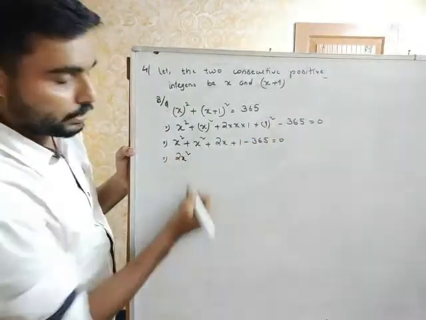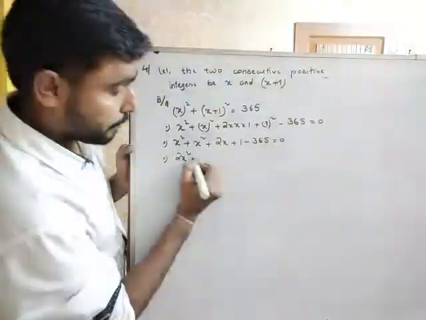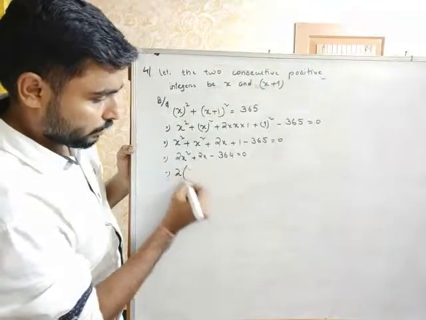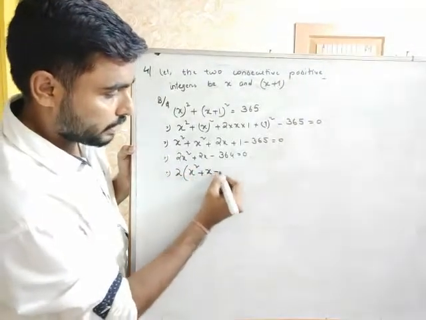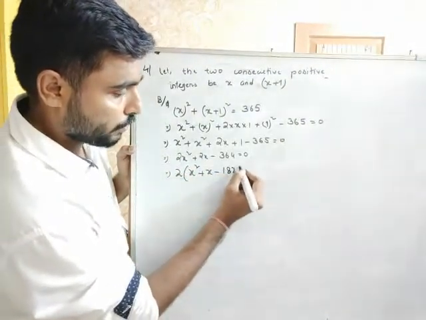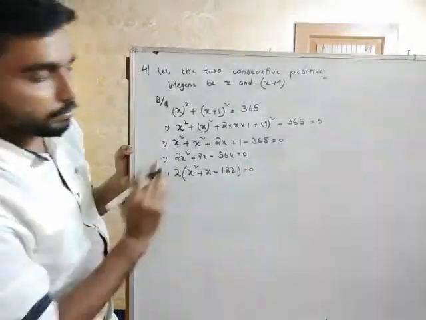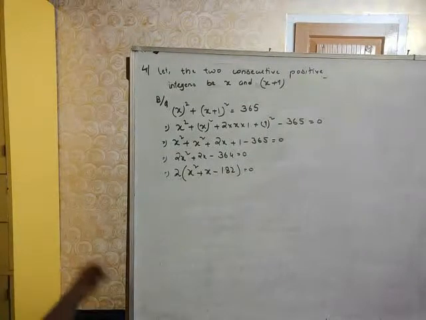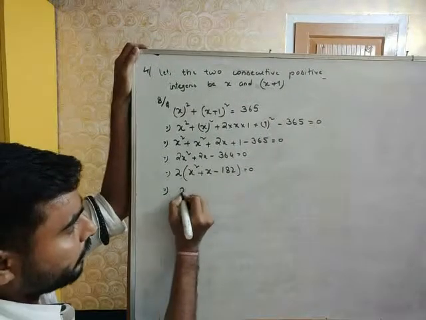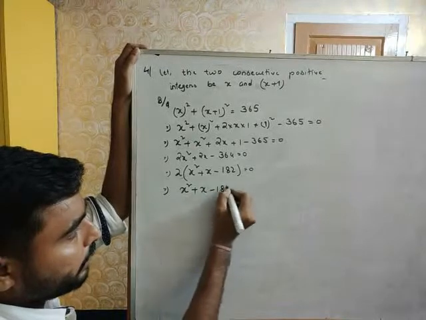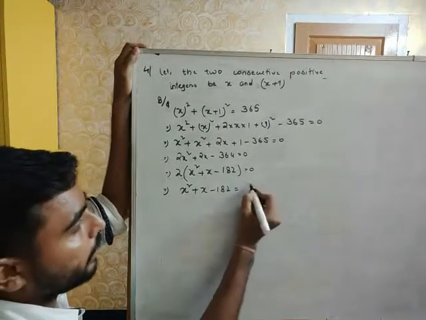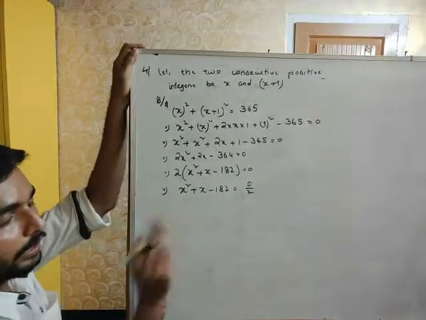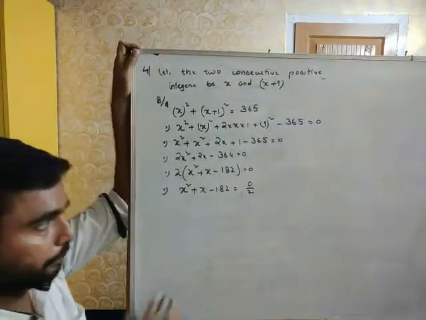So x square plus x square is 2x square plus 2x minus 364 is equal to 0. 2 has been taken common, x square plus x minus 182 is equal to 0. All three terms are even, so I took 2 common so that the calculation becomes a little easier. x square plus x minus 182 is equal to 0 divided by 2. 182 is the constant term. The coefficient of x square is 1. 182 into 1 is 182 only.